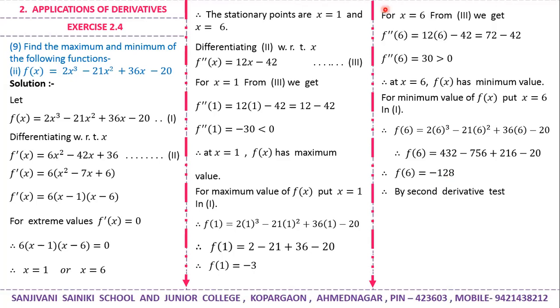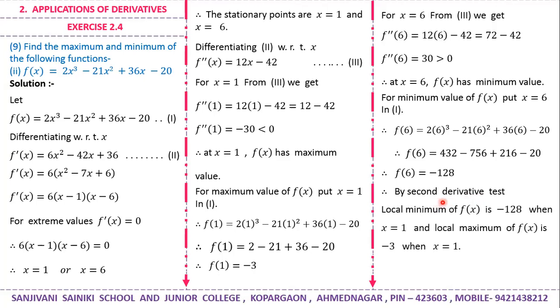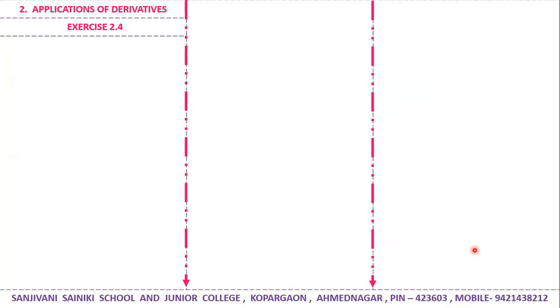So by using the second derivative test, the local minimum of f of x is minus 128 when x is equal to 6, and the local maximum of f of x is minus 3 when x is equal to 1.